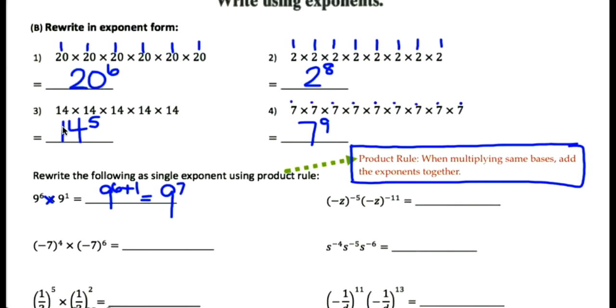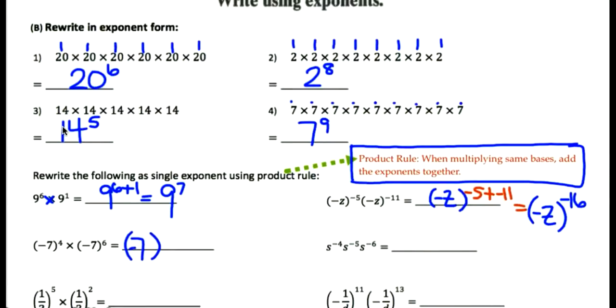So I have negative z. Make sure that you have your parentheses around your negative z. I have negative 5 plus negative 11 in my exponents. So negative 5 plus negative 11. So I'm going to have negative z raised to the negative 16th power because a negative and a negative are going to join forces. The next one, I have negative 7 as my base.